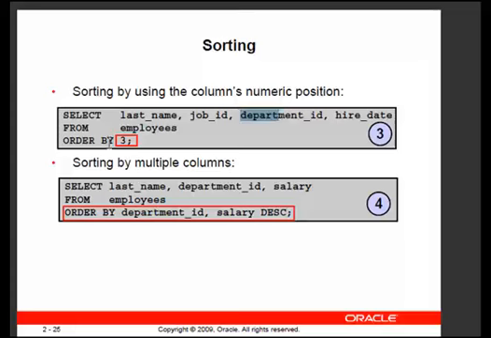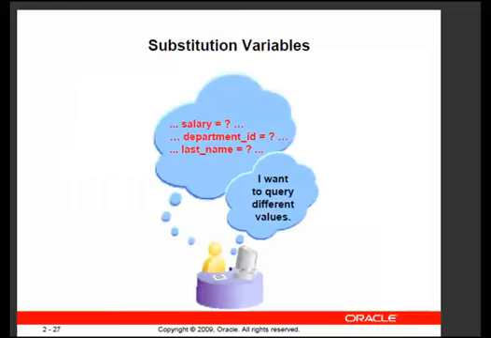So in fact, when I say order by 3, I mean order by option number 3, which is department ID. So it is one way, again, we can say order by department ID or order by column 3 in my select statement. This is also available. And as I explained before, we can use multiple columns. The next step is substituting variables.